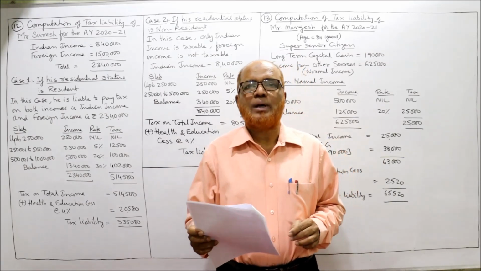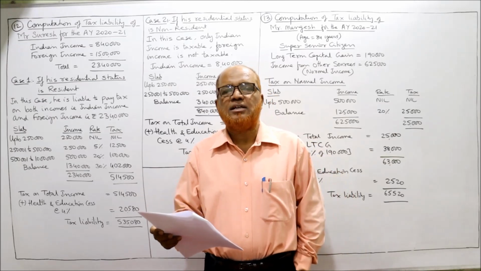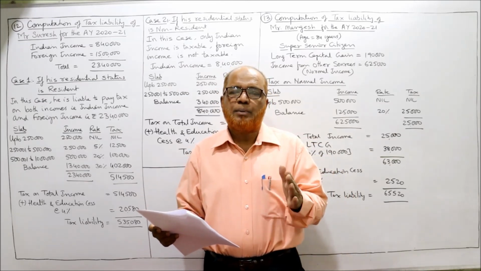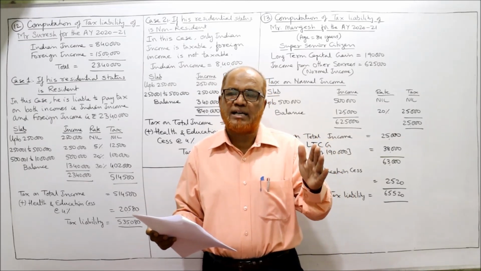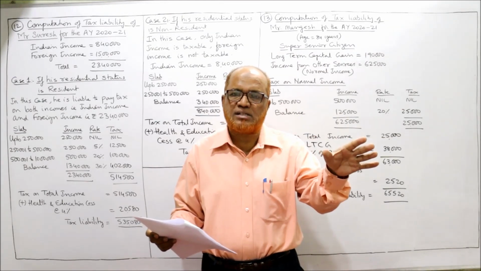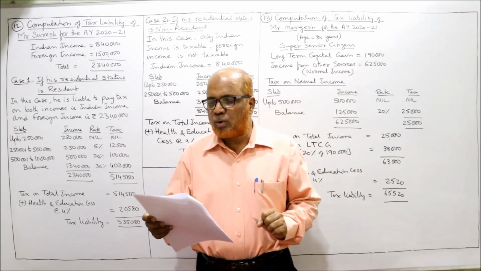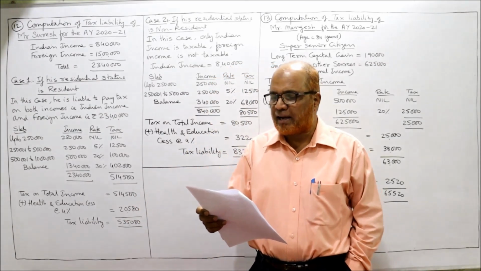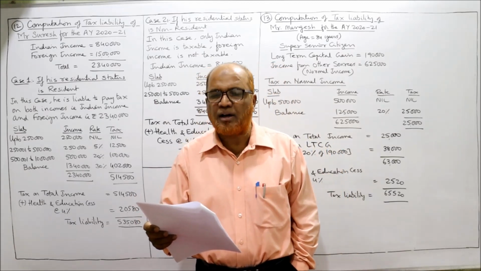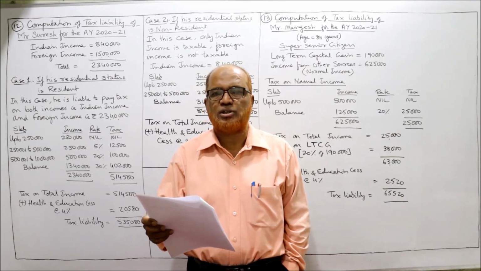Now I'm reading out the 12th problem. For the previous year 2019-20, our current previous year is 2019-20, and the assessment year is 2021. The income earned during the previous year will be put to tax in the assessment year. Mr. Suresh's income in India is 8 lakh 40,000 and in a foreign country 15 lakh. Calculate tax liability in the following situations.